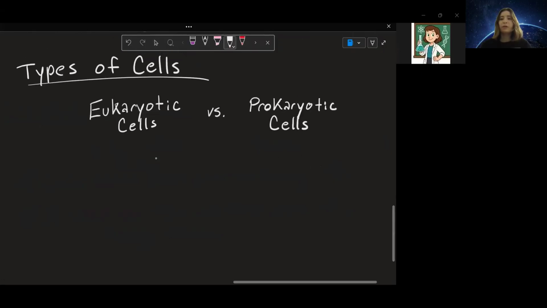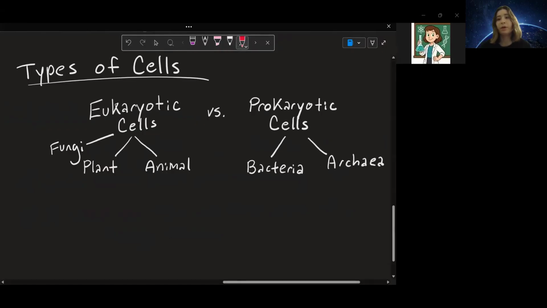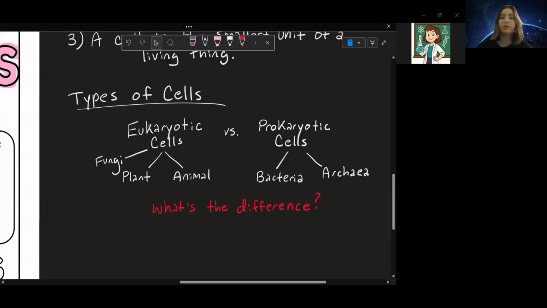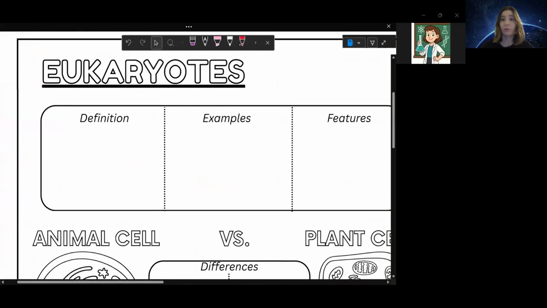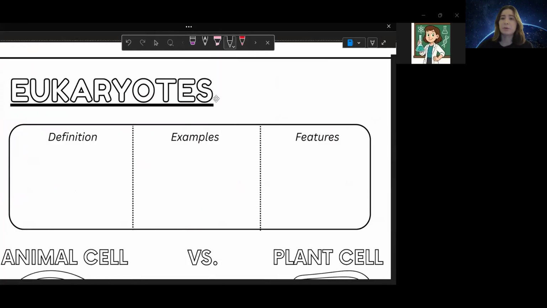Now, each of these are like their own umbrella, and then under that umbrella, we have these separate types of cells. So for eukaryotic cells, we could have plant, animal, or fungi cells, and for prokaryotic cells, we could have bacteria, or what we call archaea. So again, eukaryotic and prokaryotic are two umbrella terms, and then we have those subcategories underneath it. But what's the difference? Well, that's what these notes are going to be about. So we're going to start at the top here and talk about eukaryotic cells, or eukaryotes.